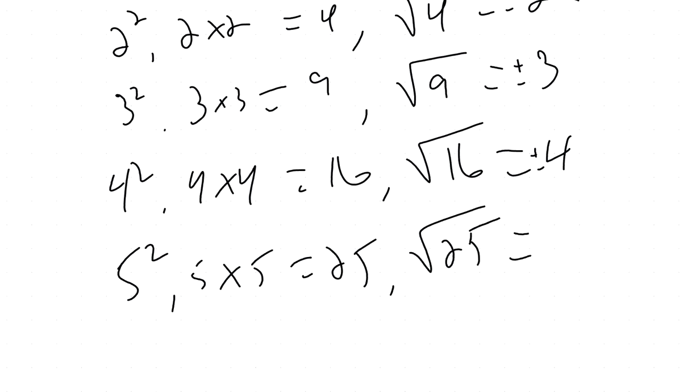Something times itself equals 25. Is it a perfect square? Meaning, is there a whole number without a decimal or a fraction that equals 25? Yes, there is: 5 times 5.